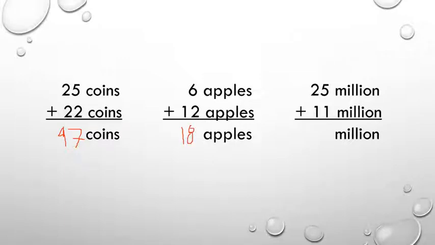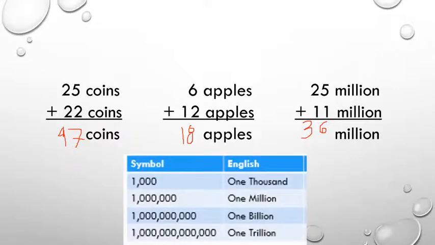And then if we add 25 million and 11 million, same, we just copy again. So it will become 36 million. Why did I say that? Because if you remember these words, you can add. For example, you change this million to thousand. So 25,000 plus 11,000 will become 36,000.